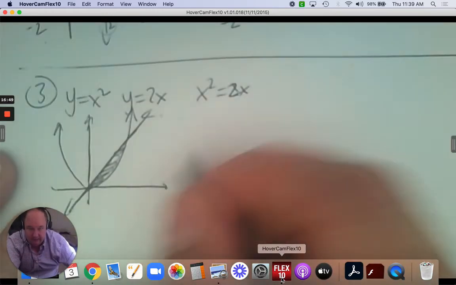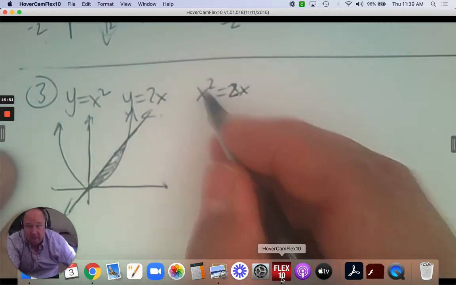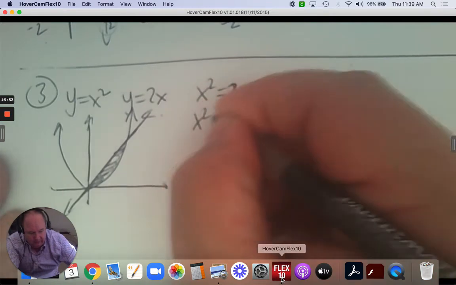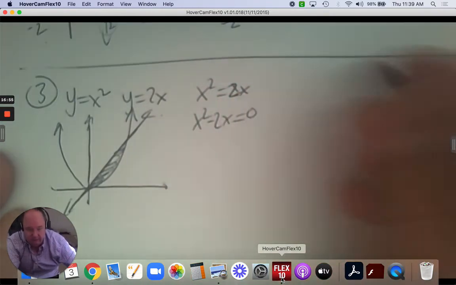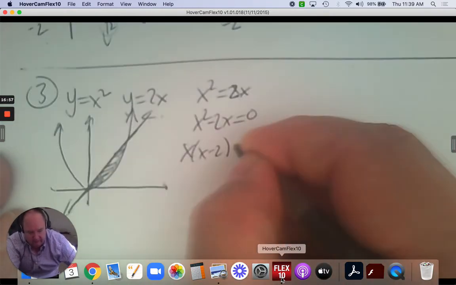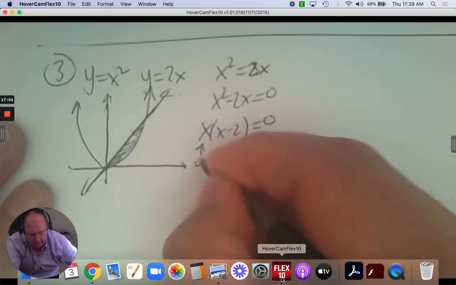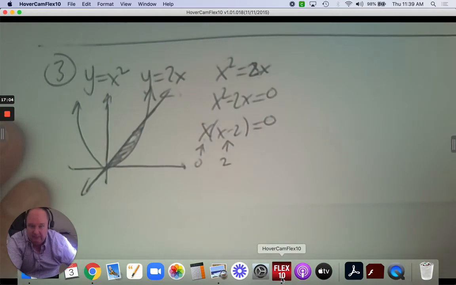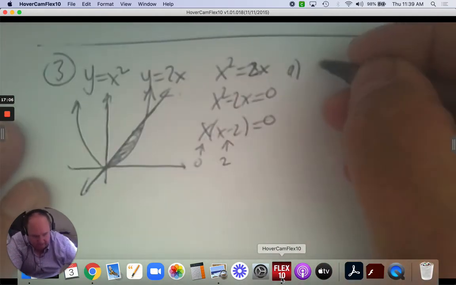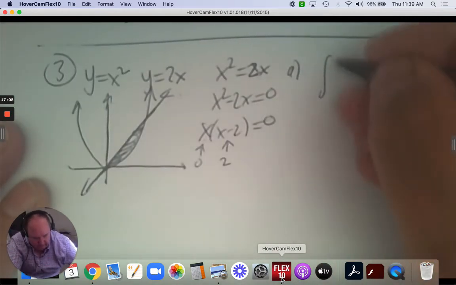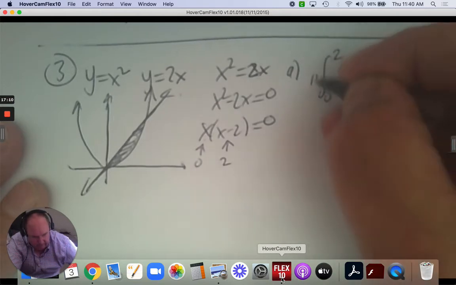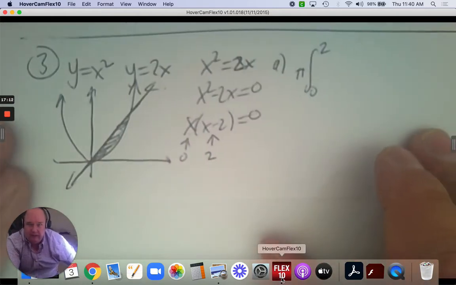You're not given them, so you need to solve them. X squared equals 2x. Subtract 2x, make it equal to 0. Factor out an x. And then when you solve this, the lower limit is 0 and the upper limit is 2. All of these questions start with pi because they're circles.